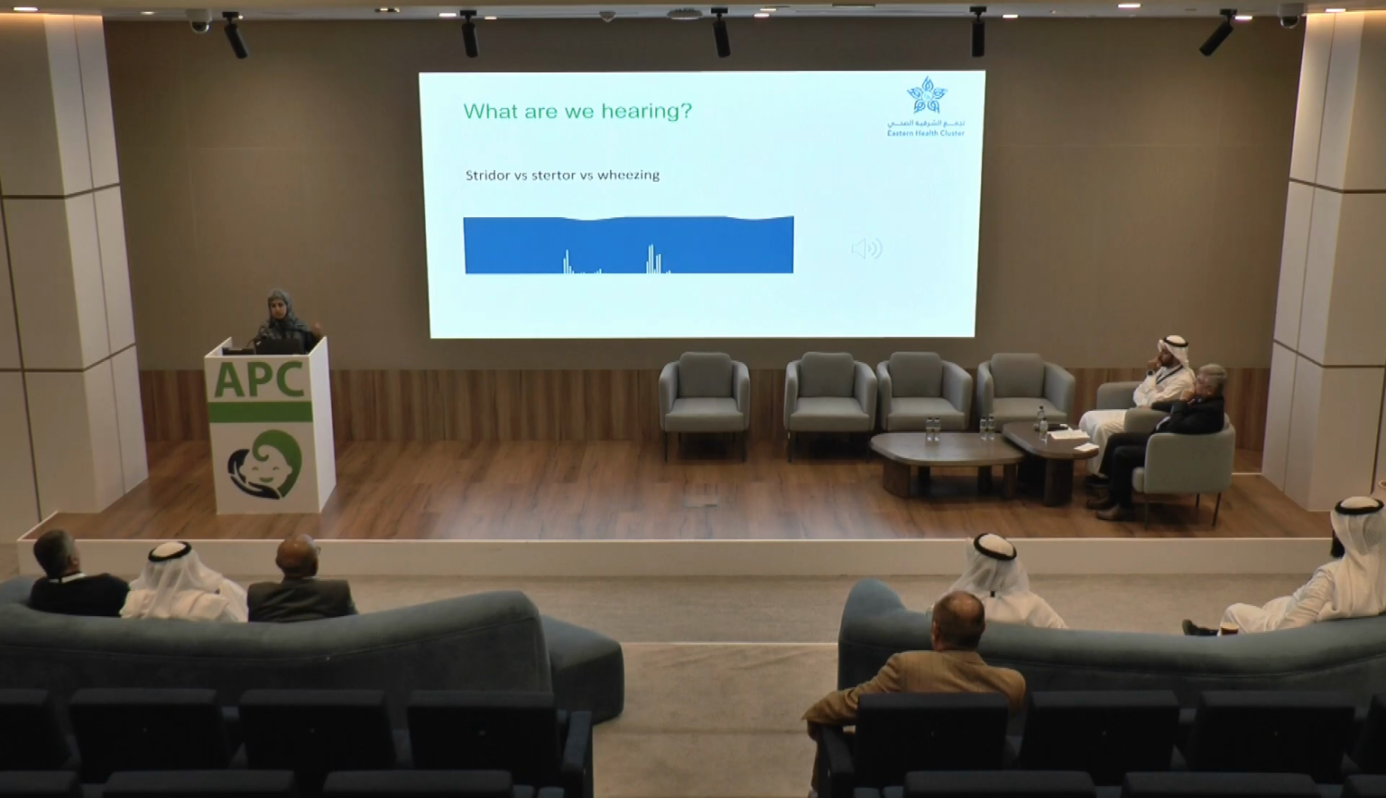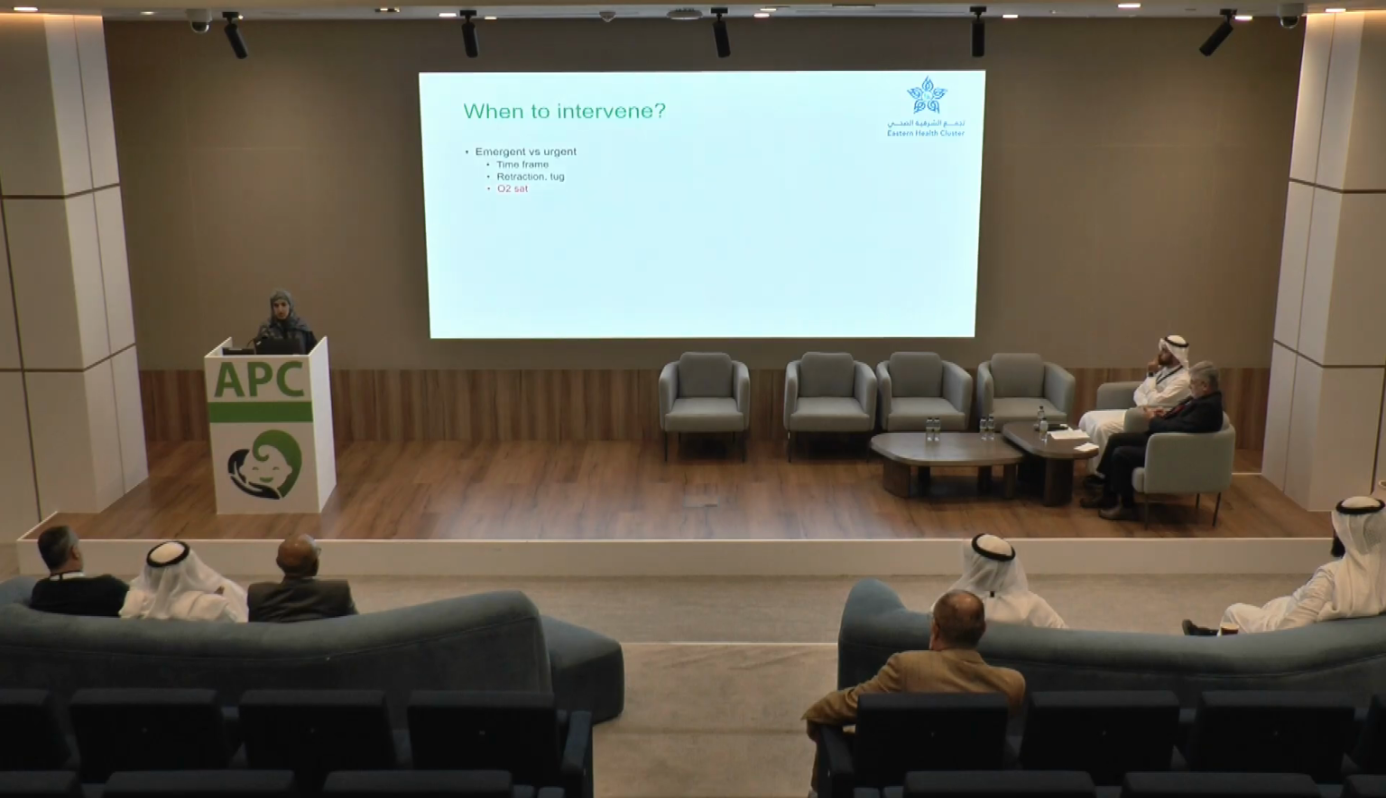So the difference between those two sounds is that stridor is more of a monofilament noise, while stertor, originating from the nose, has polyphasic waves to it. And the question is when to intervene. Do we have time to take history from parents, or should we intervene immediately? So the time frame is very important.